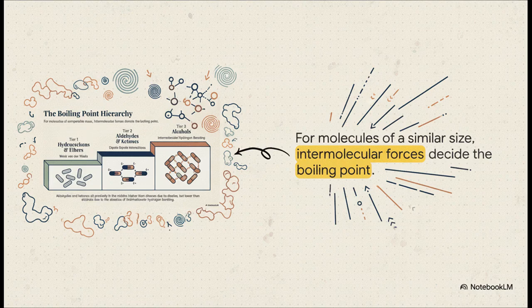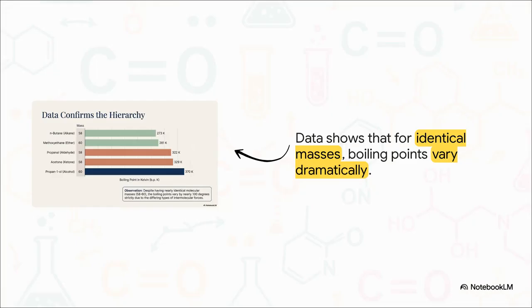And where do our aldehydes and ketones land? Right in the sweet spot in the middle. Their dipole-dipole interactions are definitely stronger than van der Waals forces, but they're not quite as strong as hydrogen bonds. And here's the hard data to prove it. Just look at these 5 molecules. They all have almost the exact same mass. But their boiling points are worlds apart.